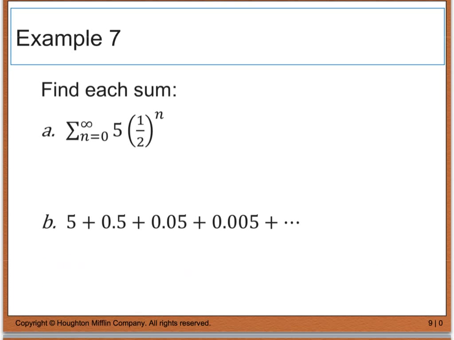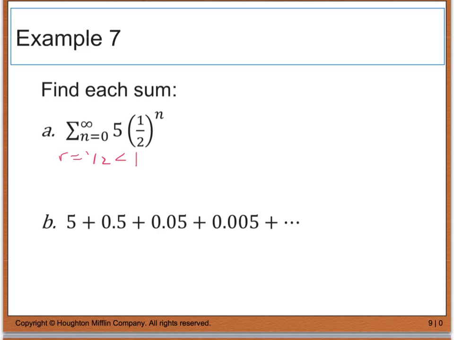Now looking at example 7, part A says find each sum. We're looking at n equals 0 to infinity of 5 times 1/2 raised to the power of n. If I look at this, I see that I'm starting out with n equals 0 and going up to infinity like I should. My r value, which is right here, and maybe we should write this down, r is equal to 1/2. 1/2 is less than 1, so that tells me that I can go ahead and find the sum.